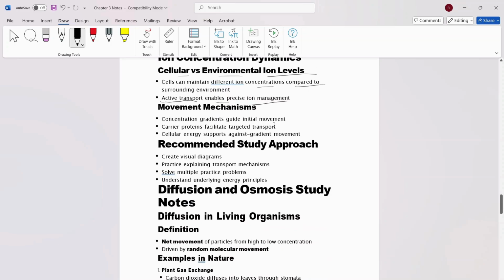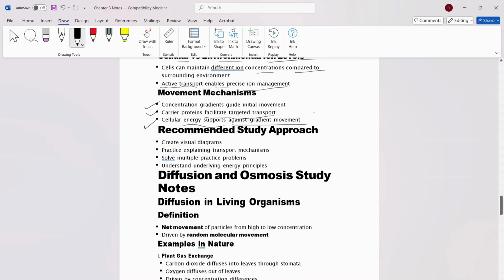Concentration gradient guides initial movement. Carrier proteins facilitate targeted transport. Cellular energy supports against gradient movement.